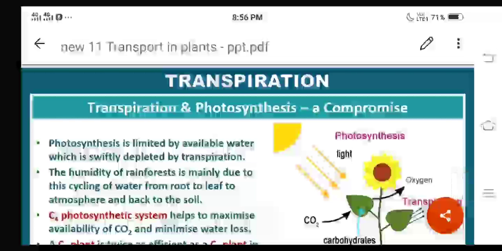Photosynthesis is limited by available water, which is swiftly depleted by transpiration. What is the meaning of this? Photosynthesis is limited by available water. I told you, the plant absorbs a huge amount of water daily, but of that, less than 1% of the water is utilized for photosynthesis, and the remaining will be lost through the transpiration process, right?